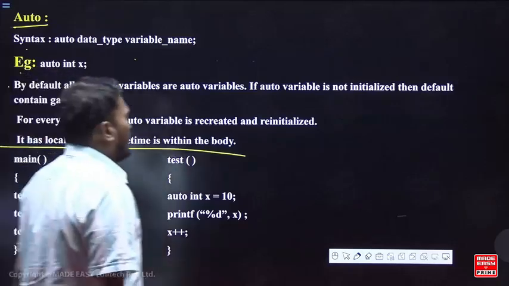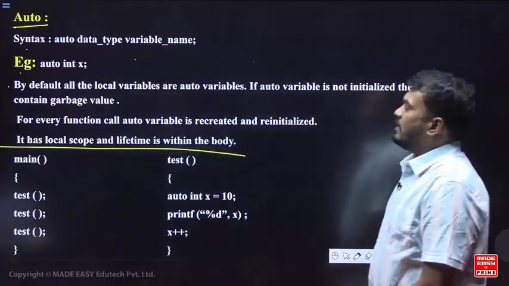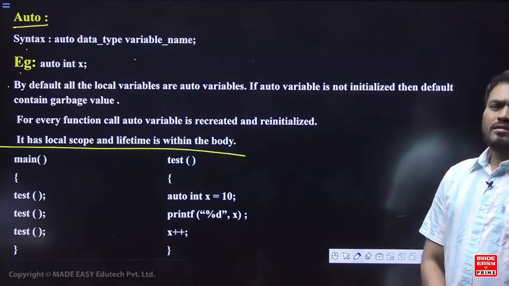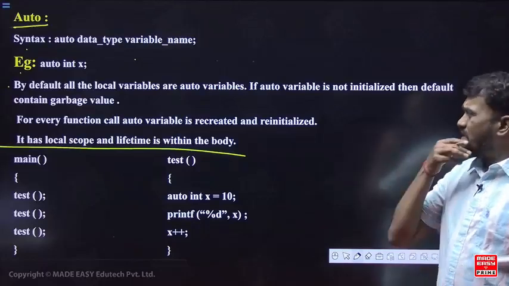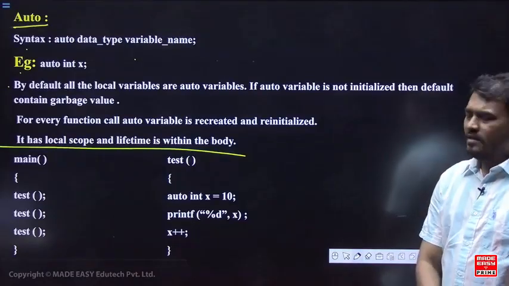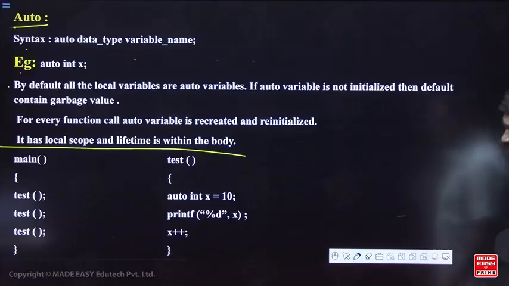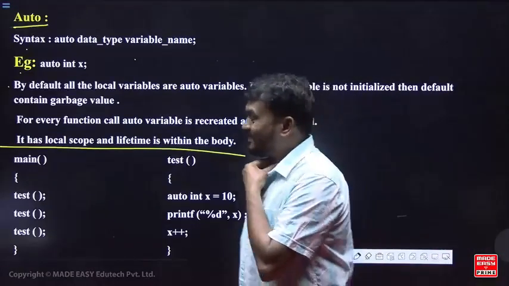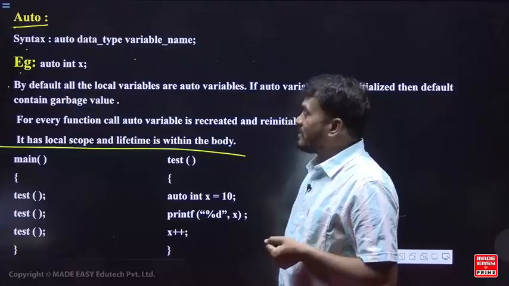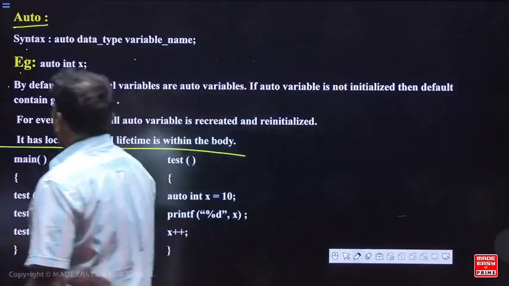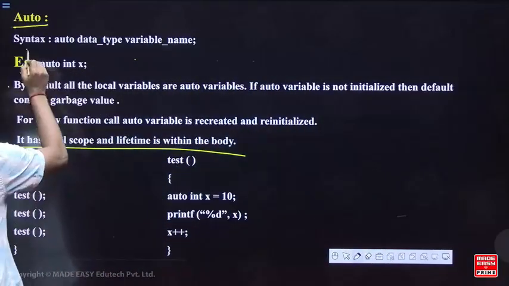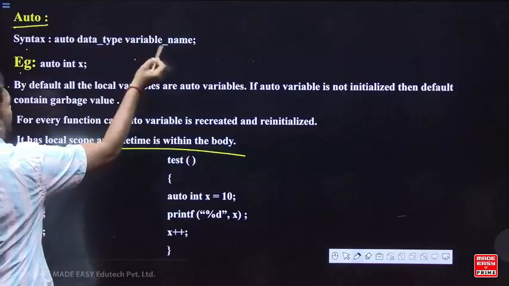Right. So the first one we are studying is the auto storage class. It is very simple. So what is the syntax here? Auto, data type, variable name.